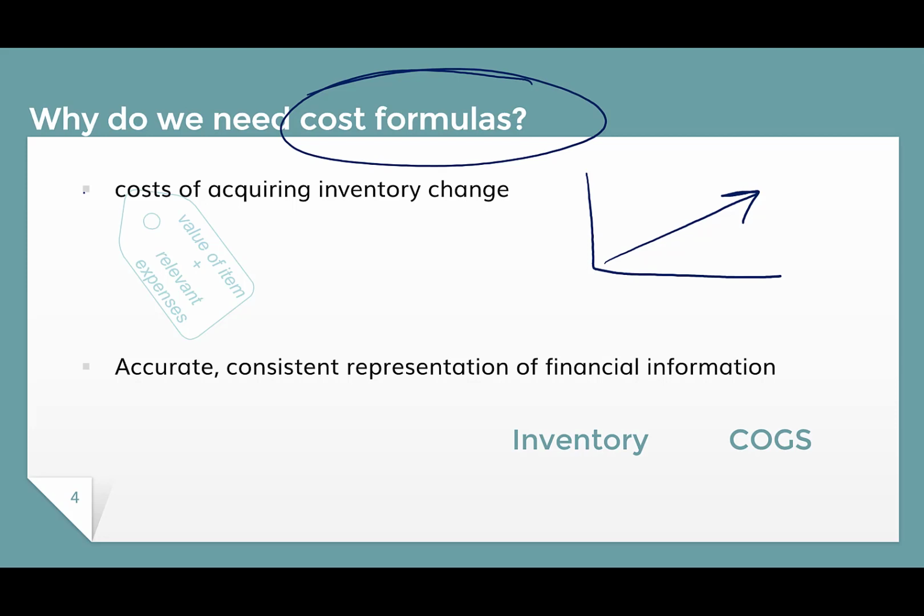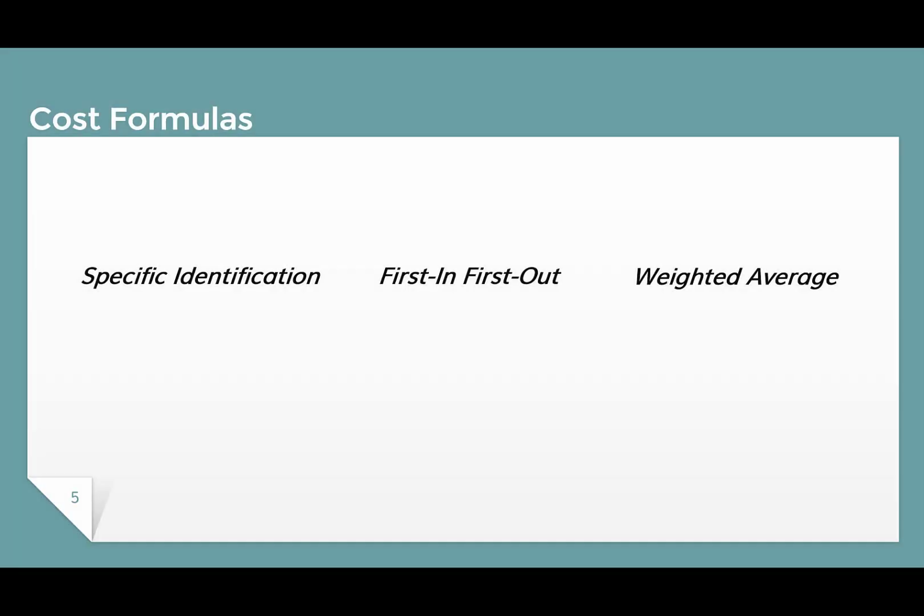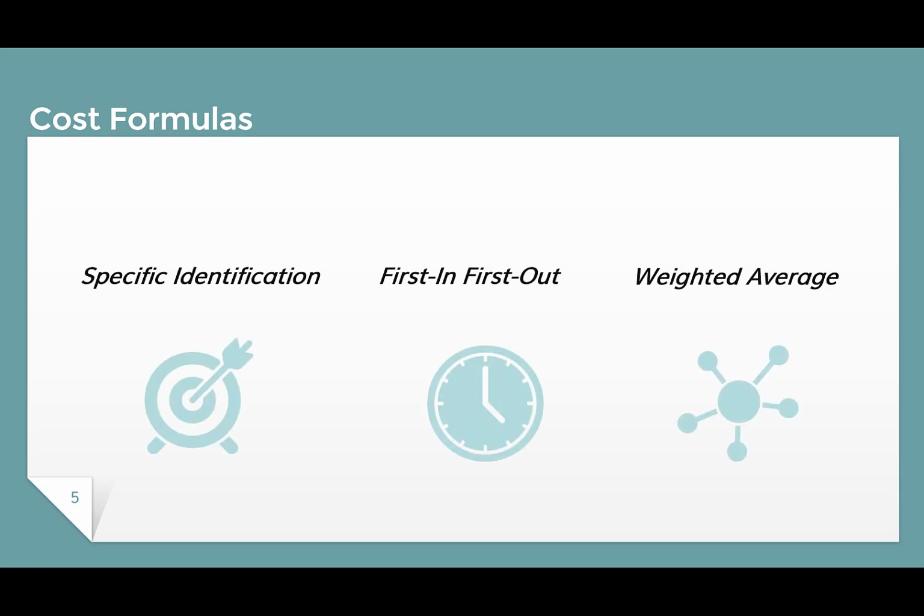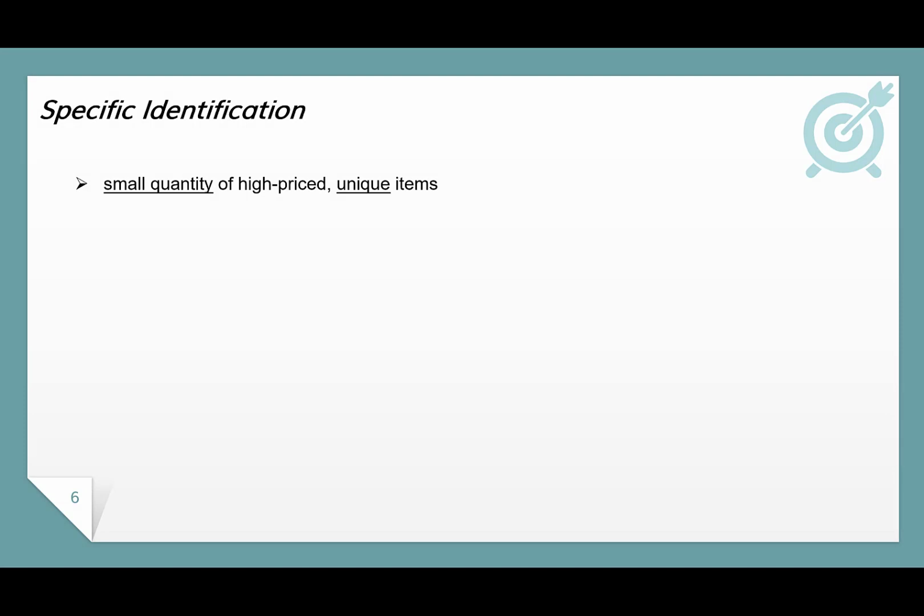Now let's look at their options. There are three main cost formulas to choose from: specific identification, first in, first out, and weighted average. We're going to look at each one in turn. The first one is specific identification. Personally, I think that this is the most straightforward of the three. The formula is used when a company can easily track the cost of each individual piece of inventory. These are companies that usually manage a small quantity of high-priced, unique items. The important words there are small quantity and unique.